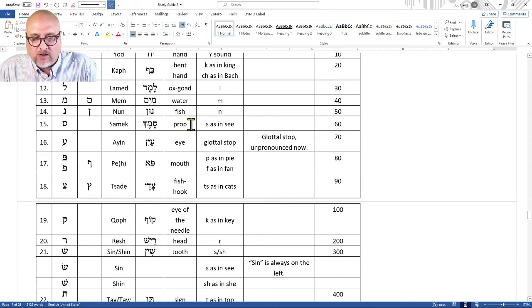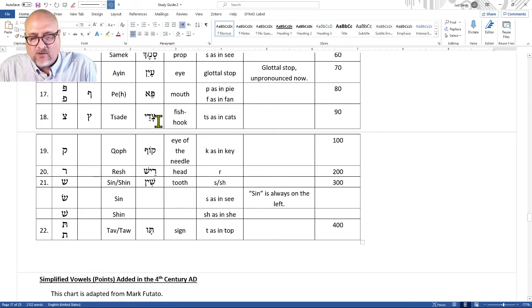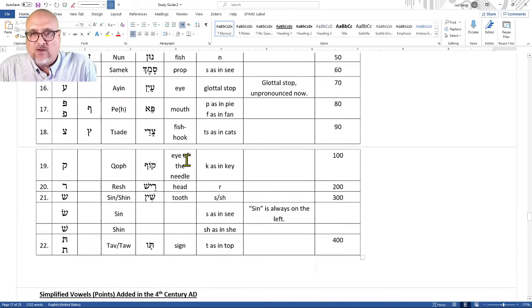Samech is prop, which I don't exactly know. I guess like you prop something up. Ayin is how you say the word eye. Pei is mouth. Tsade is fish hook. Kof is the eye of a needle. Resh is head. Shin is tooth. And Tav is sign.